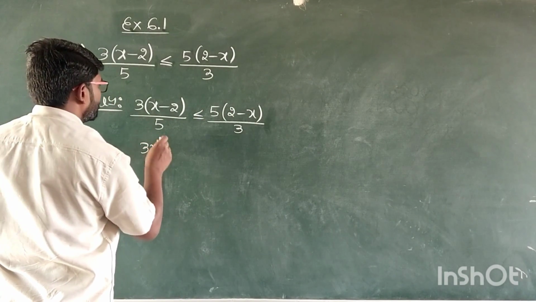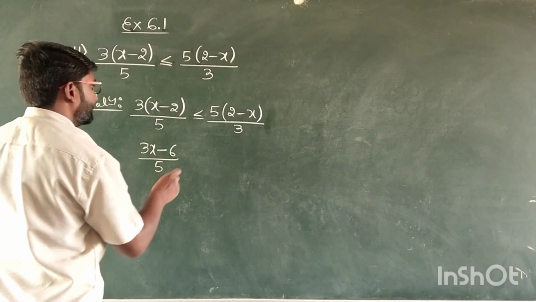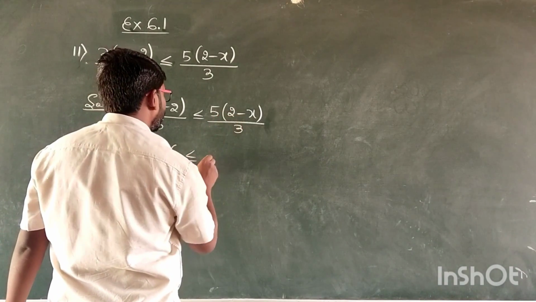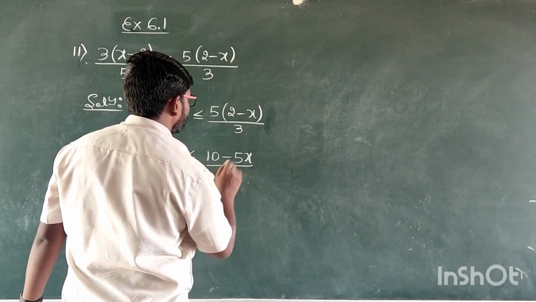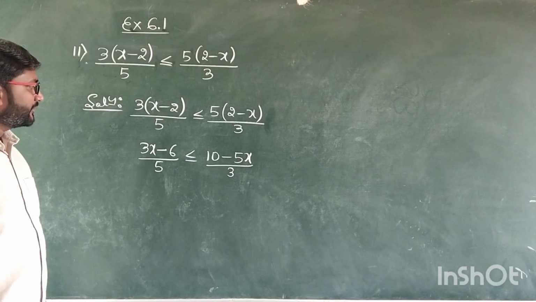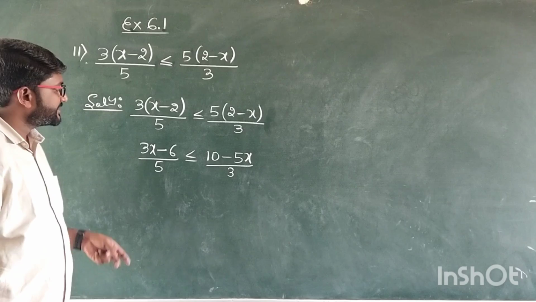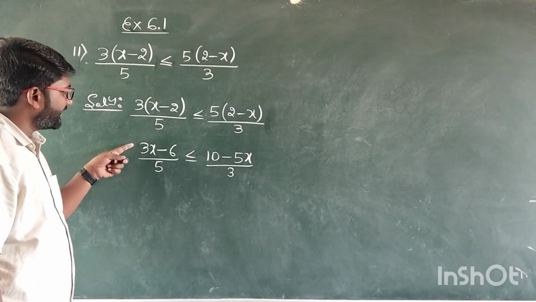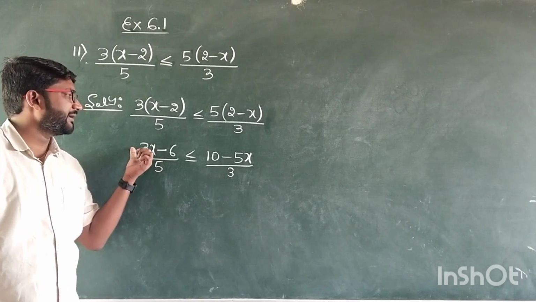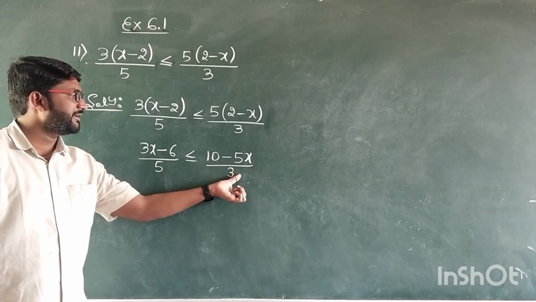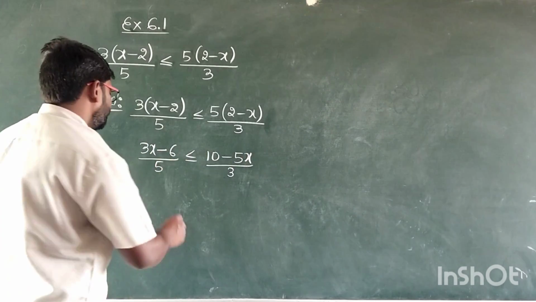So what do we get now? 3x minus 6 divided by 5, and then less than or equal to 5 into 2, it will be 10 minus 5x divided by 3. So now here we will have to eliminate 5, and here we have to eliminate 3. So let us multiply both the sides by 5 and 3. In order to eliminate 5 we have to multiply by 5, and in order to eliminate 3 we have to multiply by 3.